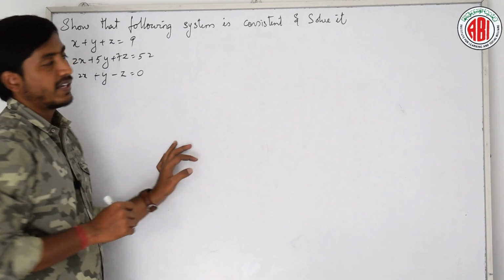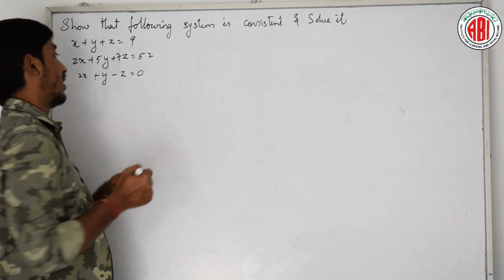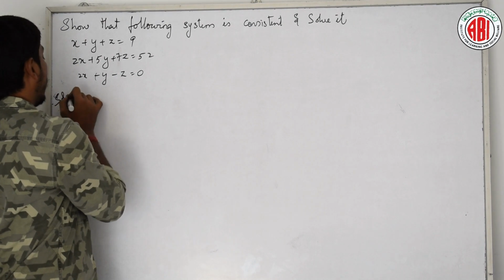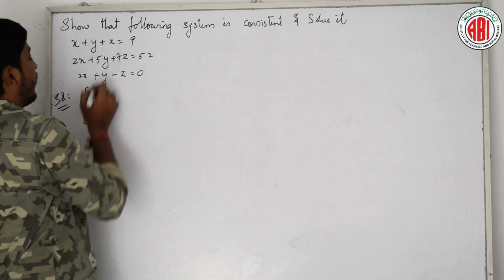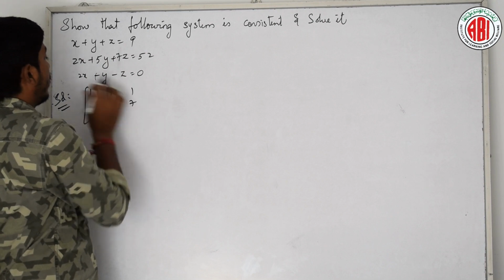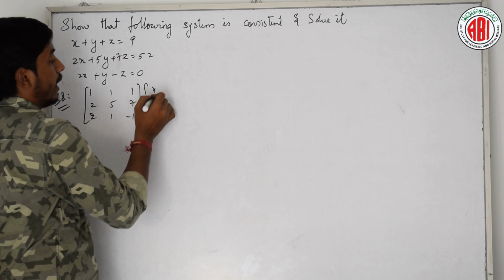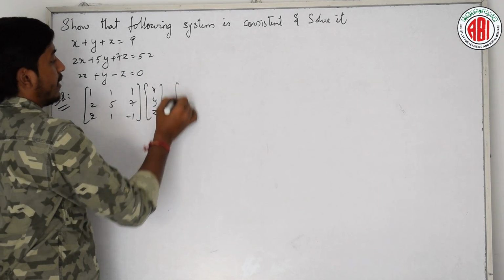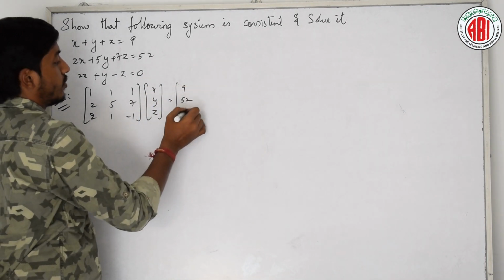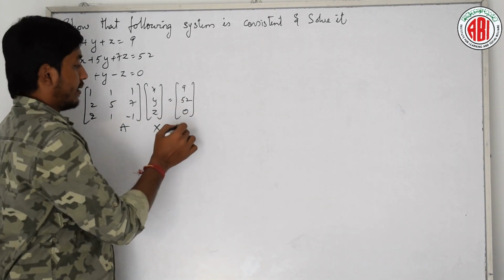Okay. What is the first step we have to do? First step is obviously writing in the matrix form. That is AX equal to B. First coefficients 1, 1, 1, 2, 5, 7, 2, 1, minus 1, into x, y, z, that is equal to 9, 52, 0. Is it right?